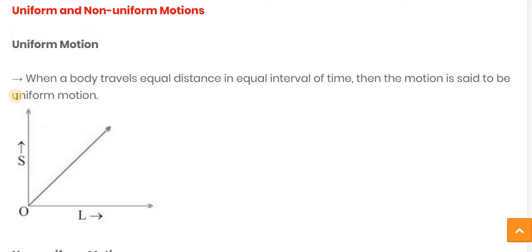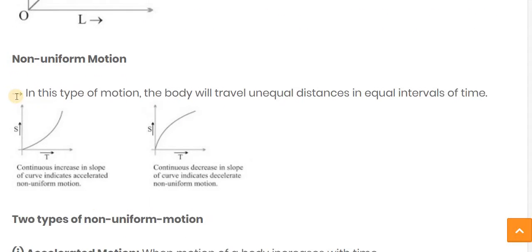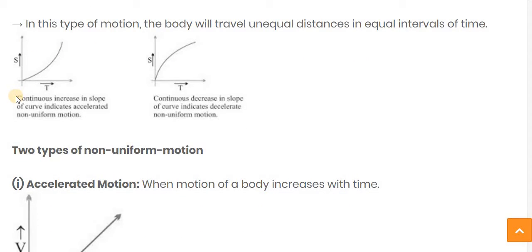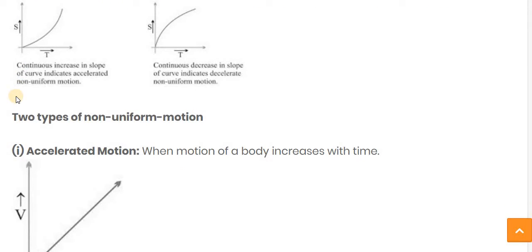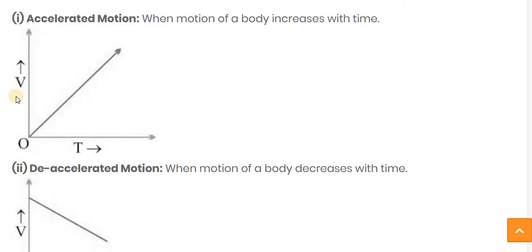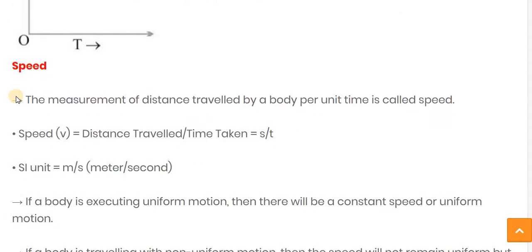Later on we have seen uniform and non-uniform motion. In that, uniform motion means if the body travels equal distance in equal intervals of time, then we consider it as uniform motion. And non-uniform motion means if the body travels unequal distance in equal intervals of time, then we consider it as non-uniform. And non-uniform motion is further divided into two types: accelerated motion and deaccelerated motion. In accelerated motion the motion of the body increases with time, whereas in deaccelerated motion the motion of the body decreases with time.